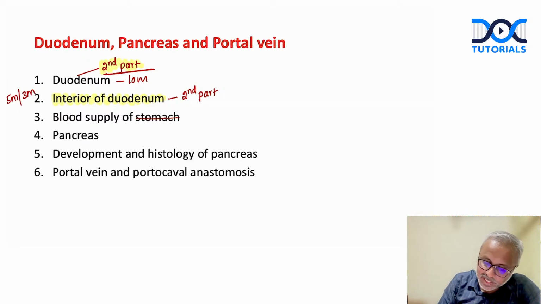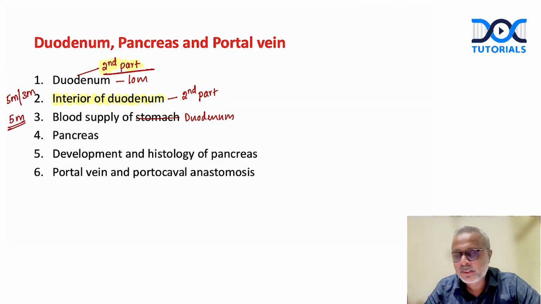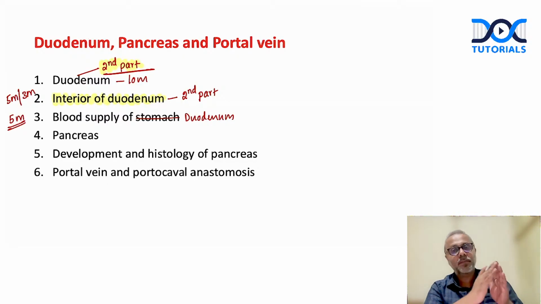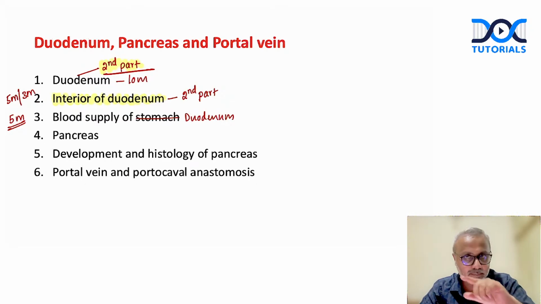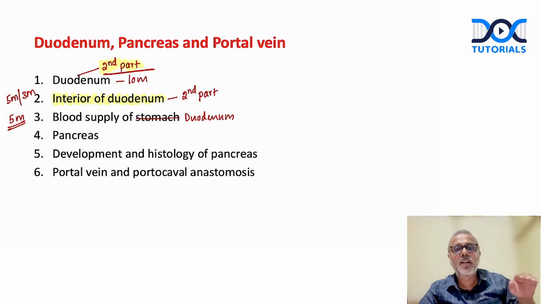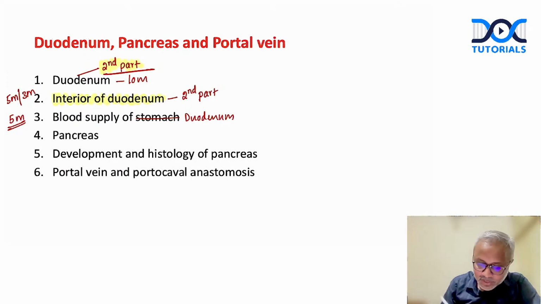So this is regarding the blood supply of the duodenum, right? This again is a very important 5 marker question, especially the blood supply of the second part, because it's supplied both by the branches of the celiac trunk as well as the superior mesenteric artery, because that's where we have the embryological junction between the midgut and the foregut, right?